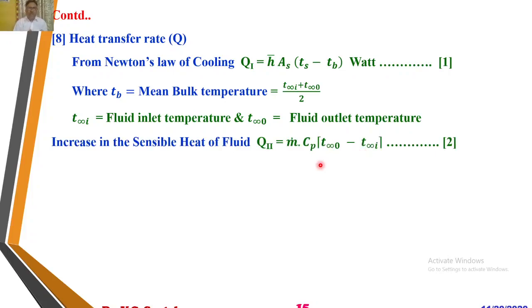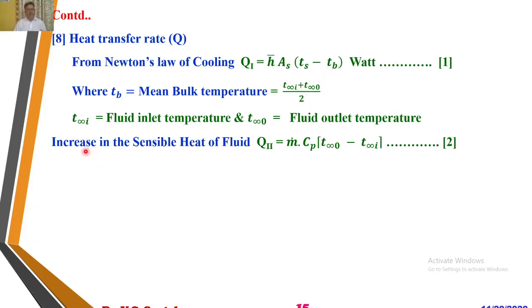Now what happens actually in internal flow? Fluid has two temperatures, inlet fluid temperature and outlet fluid temperature. So in order to calculate the heat transfer rate from the pipe surface to the fluid, Newton's law of cooling for internal flow is slightly modified. Instead of the fluid temperature, we take mean bulk temperature, that is the average of inlet and outlet fluid temperature. So please mind well this expression.